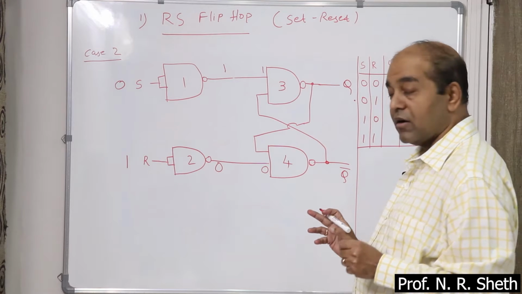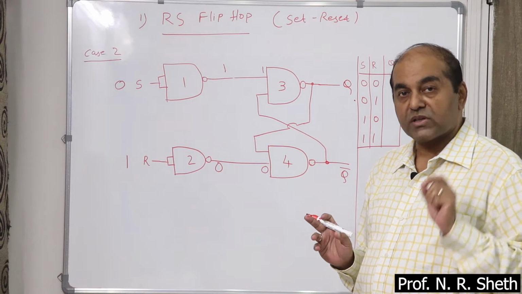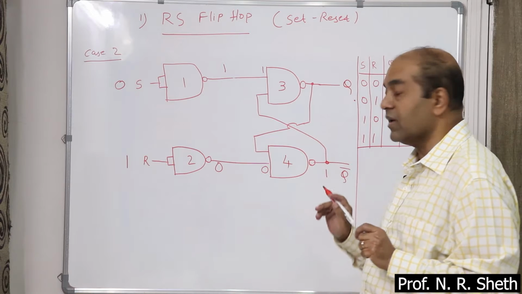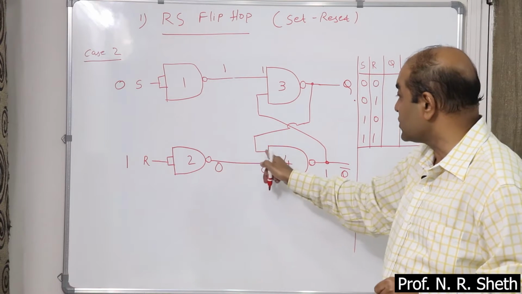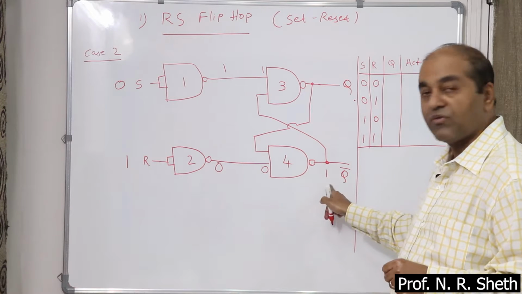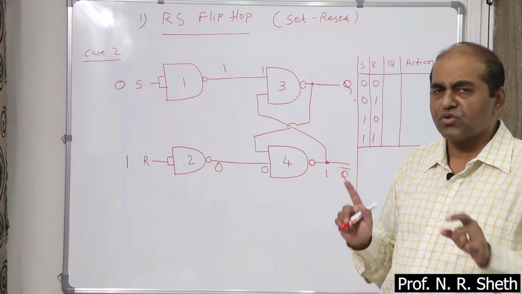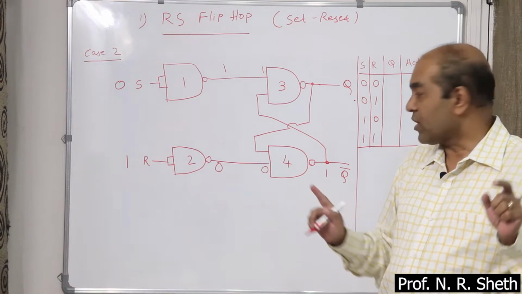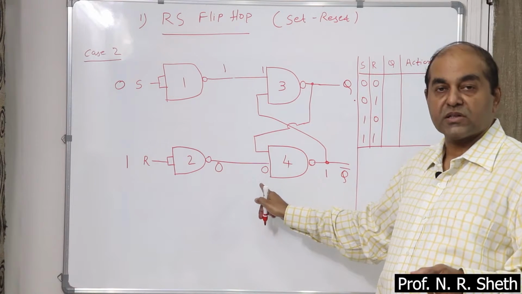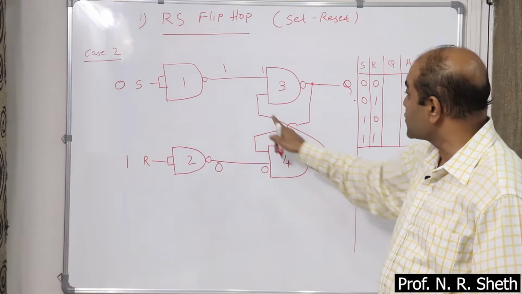Now in a NAND gate, when any input is 0, output is 1. So here immediately you can place 1. You don't have to worry about this input. If this input is 0, then 0, 0 is also 1. If this input is 1, then 1, 0, then also it is 1. So you don't have to worry what is the status of the second input. If one input is 0, immediately you can say that output is 1. This 1 is shifted here.